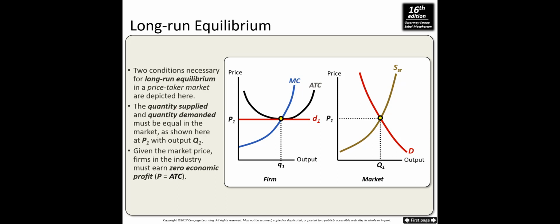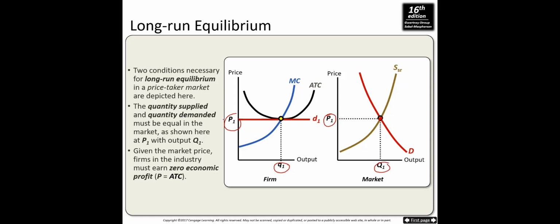So, the quantity supplied and quantity demanded must be equal in the market. The market supply and the market demand curve intersect at P1 and Q1. Given the market price, firms in the industry must earn zero economic profit. How do we understand that they earn zero economic profit?